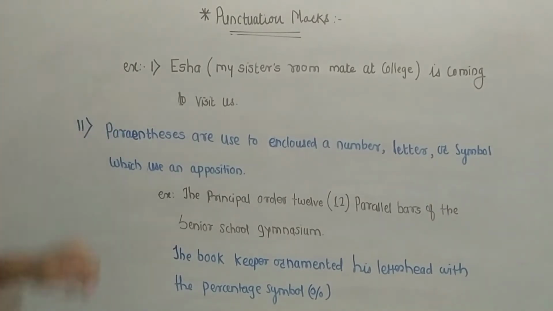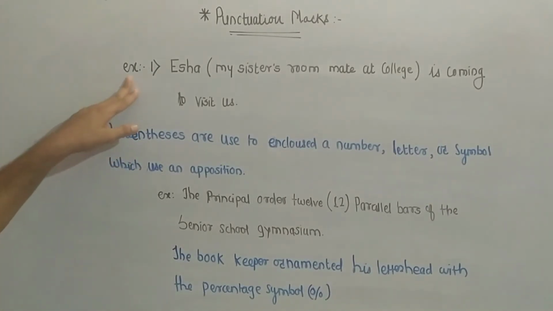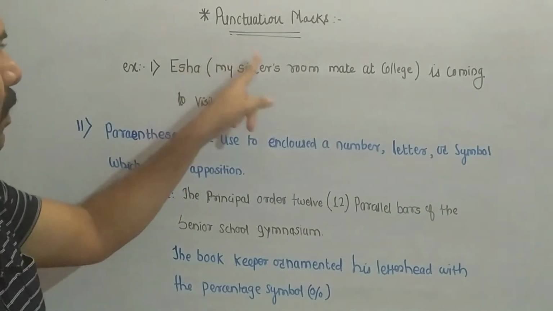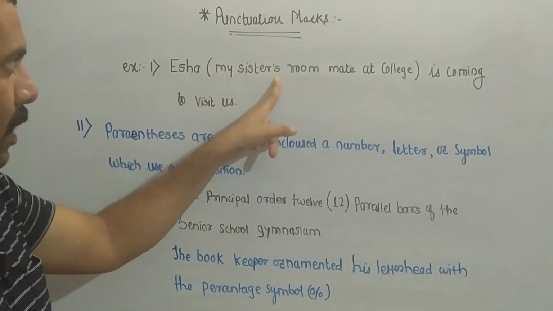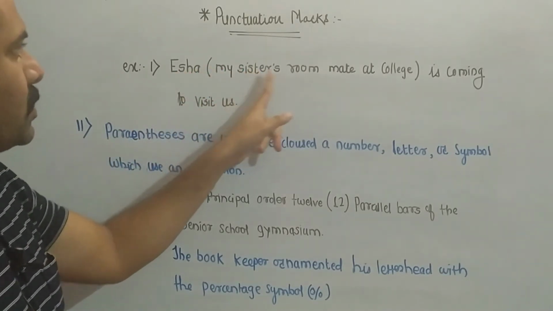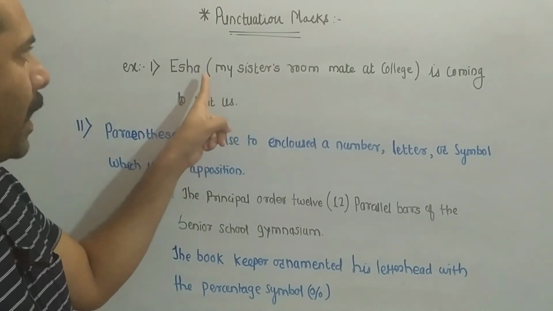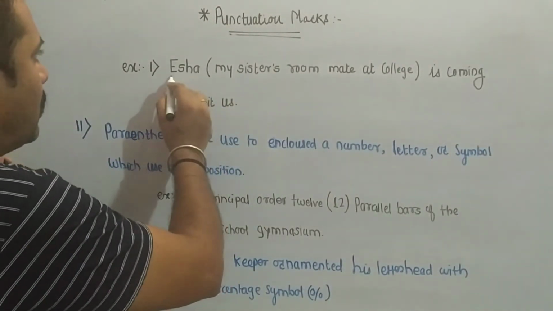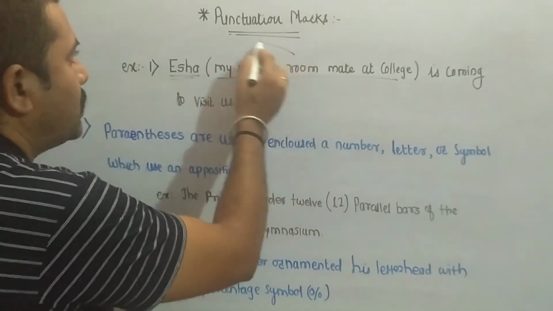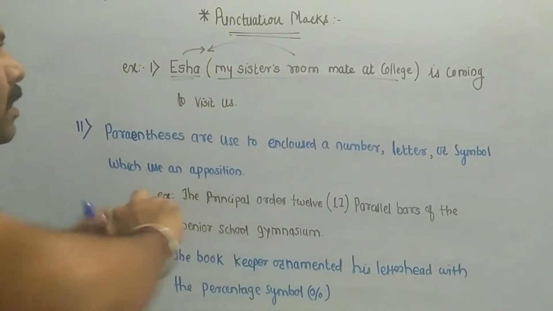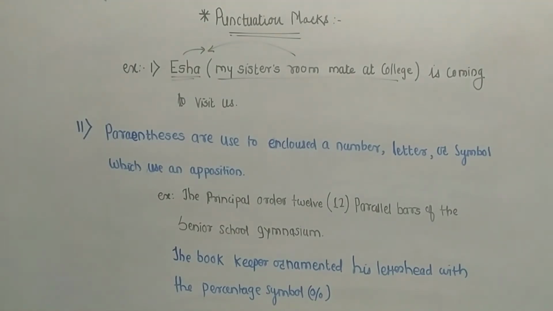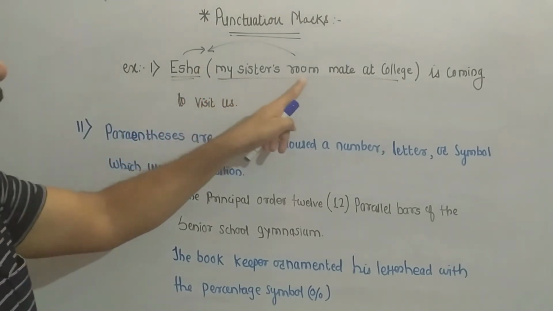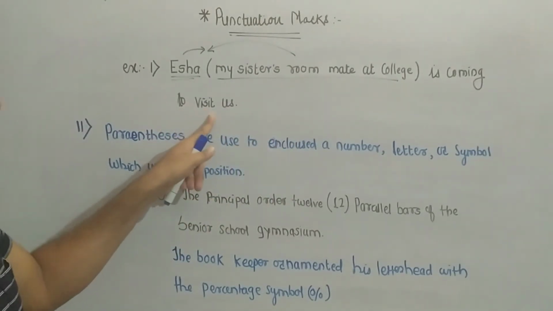Now see the first example: Isha, my sister's roommate at college. So this depends on these brackets. Isha, my sister's roommate at college, is coming to visit us. Dear friends, these parts depend on each other. They are related to each other, they indicate their relations. So that's why Isha, then my sister's roommate at college, is coming to visit us.